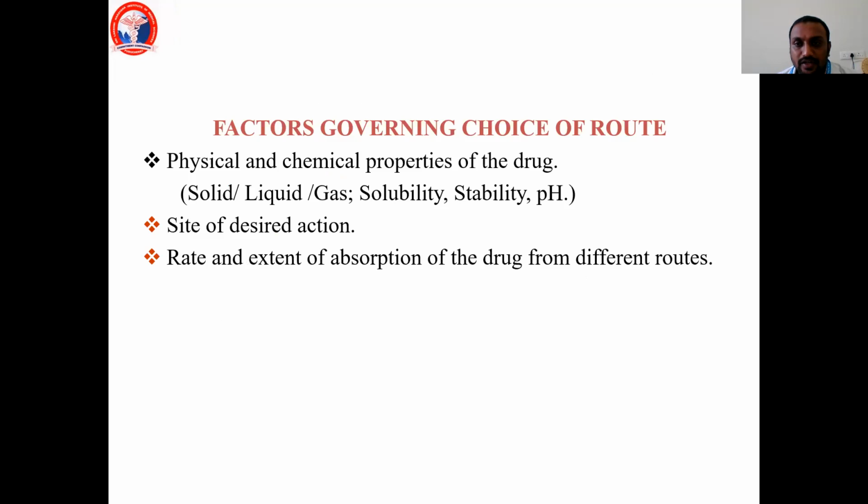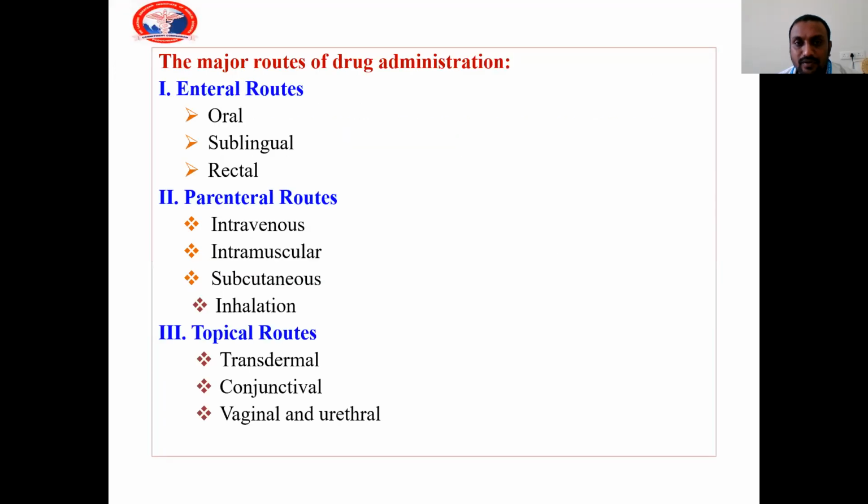Factors governing the choice of the route depend upon the nature of the drug. The physical and chemical properties of the drug also determine what route a drug is to be administered by, such as solid, liquid, gas, solubility, stability, and pH, and the site of desired action, and the rate and extent of absorption of the drug from the different routes.